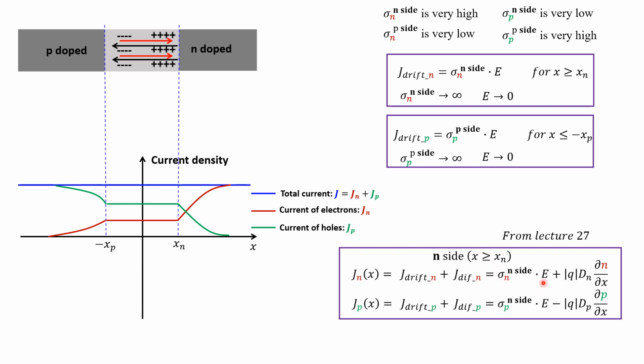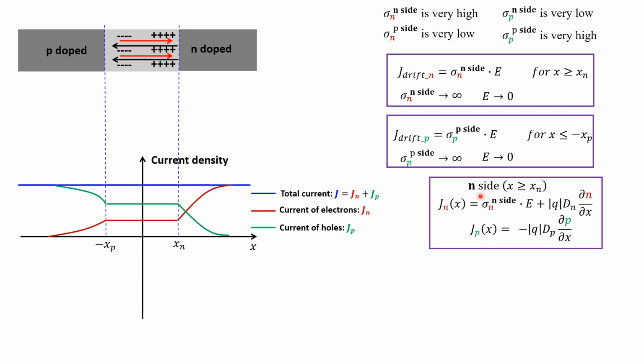Now let's examine this product here. We already know that the electric field is low. But we also know that the conductivity of electrons in the N side is very high. So here we have a product of a large number and a small number. So there's not much you can say about this product. But what about this one? So here we have the conductivity of holes in the N side. And we know that this conductivity is low. So here we have the product of a small number and another small number. So that means that we can dismiss this contribution.